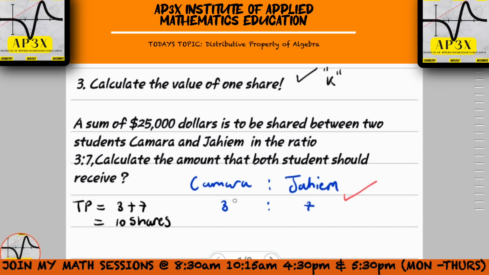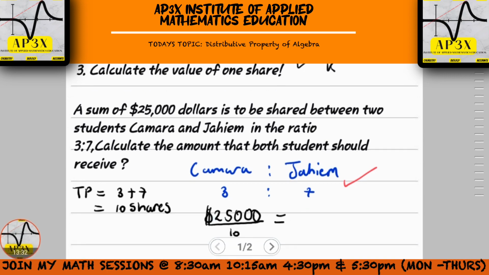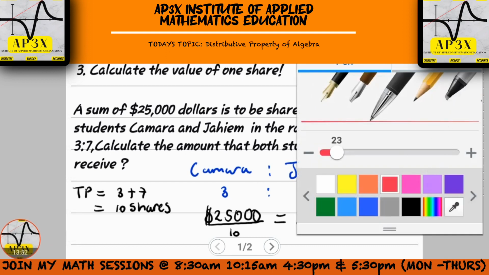So what we're looking at is the fact that since $25,000 is what is being shared between these two students, if I divide the $25,000 by the number of parts that the proportion has, then that will tell me that $2,500 is the value of 1 share. 25,000 divided by 10 is $2,500 for 1 share.